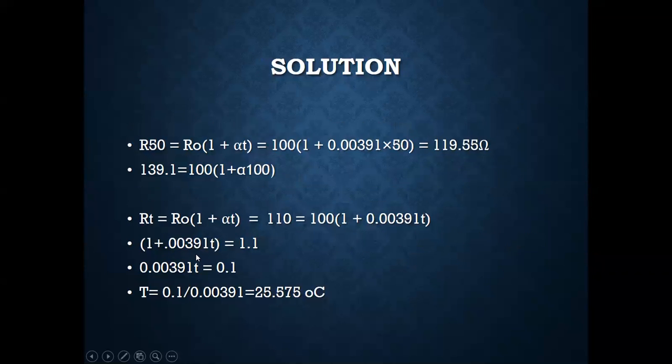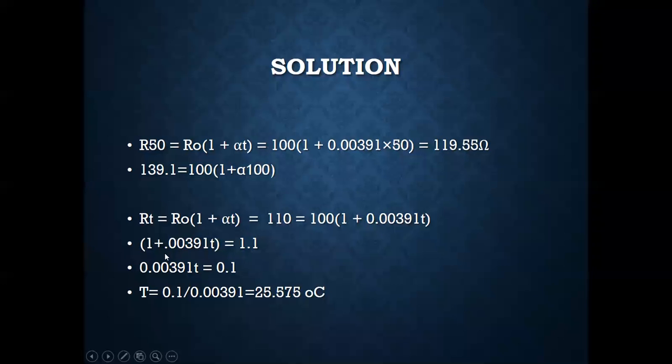Then next one is calculate the temperature when the resistance is 110 ohm. Here RT is equal to 110 ohm. I want to find the temperature. Now the resistance is 110 ohm. Initial resistance at 0 degree centigrade is 100 ohm, 1 plus alpha, given 0.00391. I want to find the temperature at which the resistance will be 110.